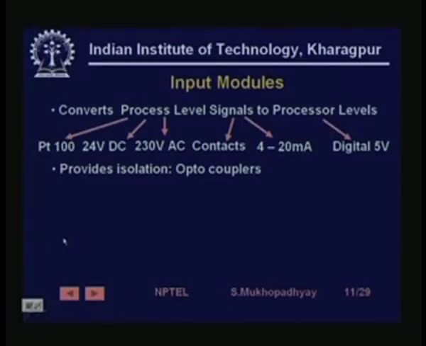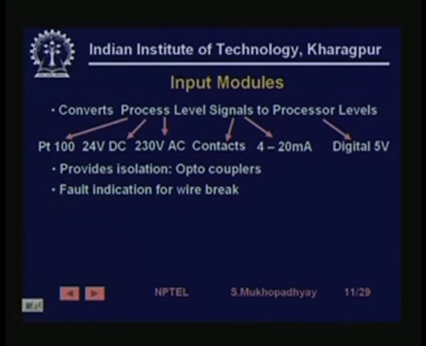Another important thing is to provide isolation, because if you expose a digital electronics board to 115 volt or 230 volt AC directly, chances are that it will get damaged. So you have to provide electrical or galvanic isolation using optocouplers. Input modules very often provide that. They also provide fault indication, suppose some wire has broken. This is apart from converting process level signals to processor level signals.